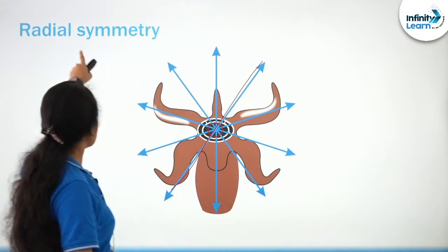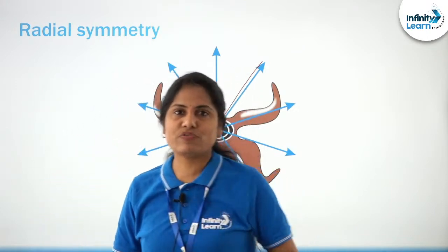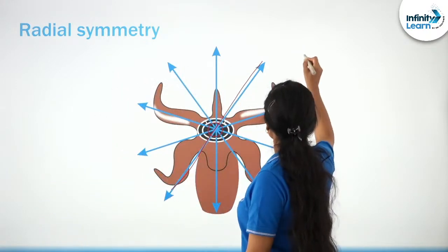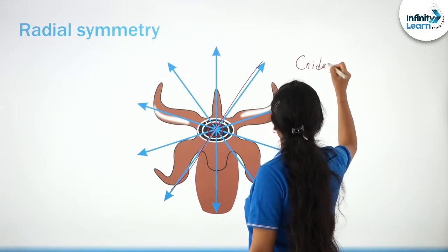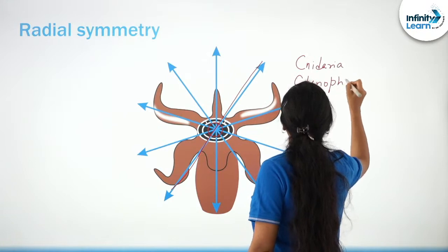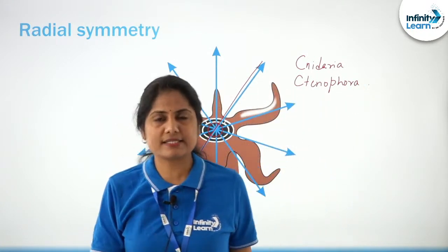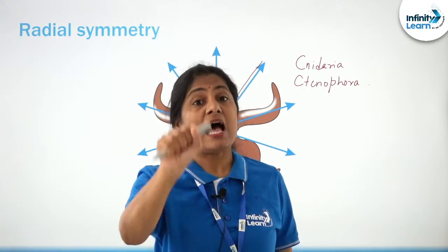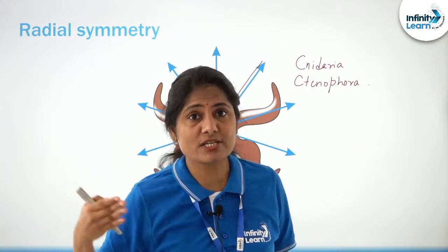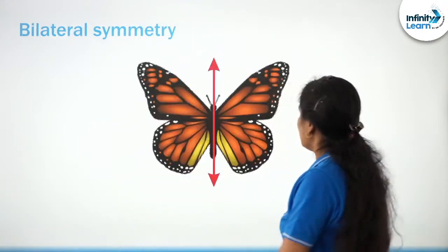So what is this referred to as? Radial symmetry. Which are the two phyla that you give as an example for this? It's Cnidaria, Ctenophora. These are the two phyla you give as an example for radial symmetry. You get two equal halves as long as the plane of division is passing through the central point, right?